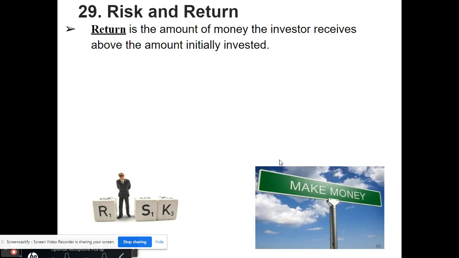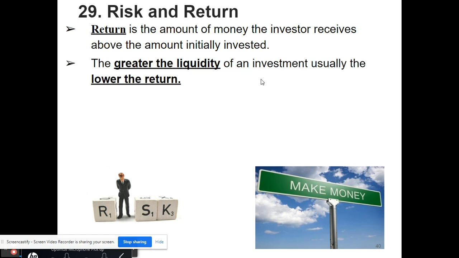All right, risk and return. Risk. Would you like to play a quick game of Risk? It's an old joke because Risk takes forever, just like Monopoly. Return is the amount of money the investor receives above the amount initially invested. Return is the profit. The greater the liquidity of an investment, usually the lower the return.